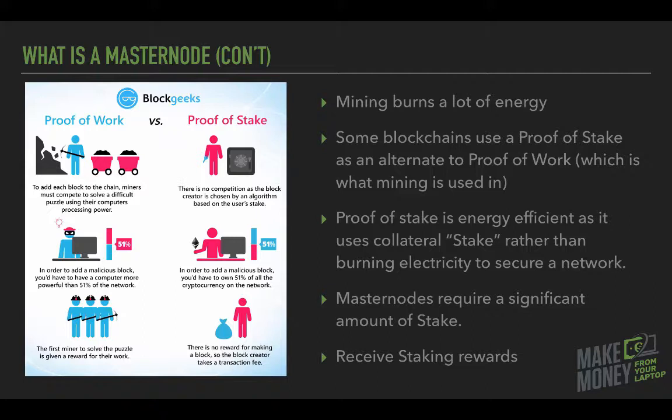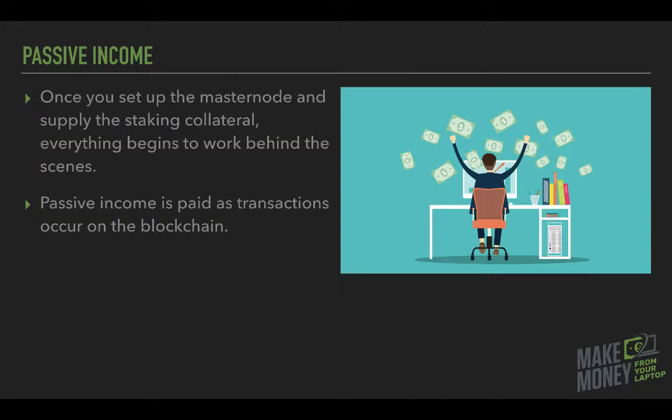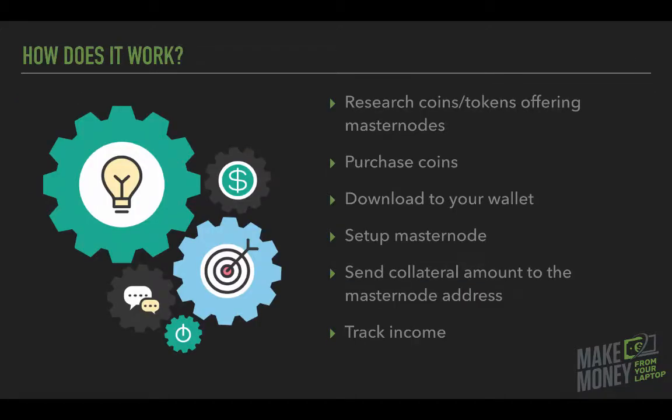But the masternodes do require a significant amount of collateral, that stake. And through that, we're able to receive those staking rewards. And that's a way we generate passive income with masternodes. When we supply that staking collateral, then everything begins to work behind the scenes, and we receive that passive income paid back to us as those transactions occur on the blockchain. So it's pretty darn neat. The next part, what we'll do is we're going to get into a little bit about how it works.